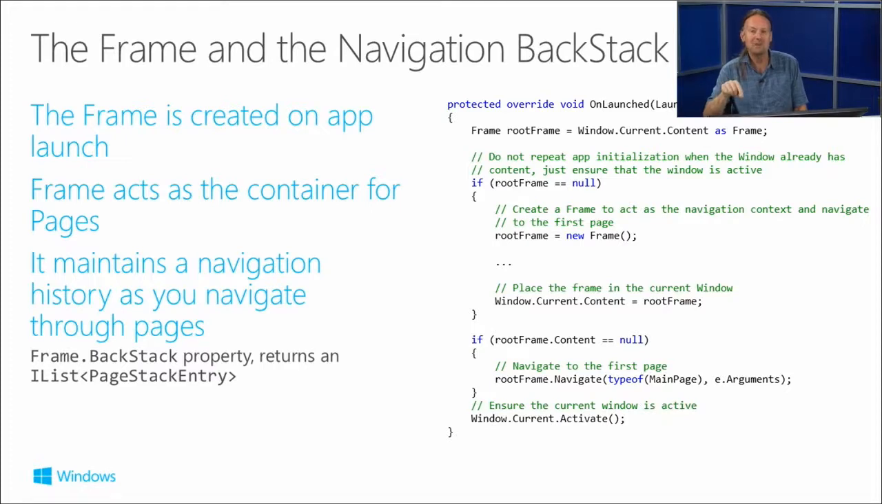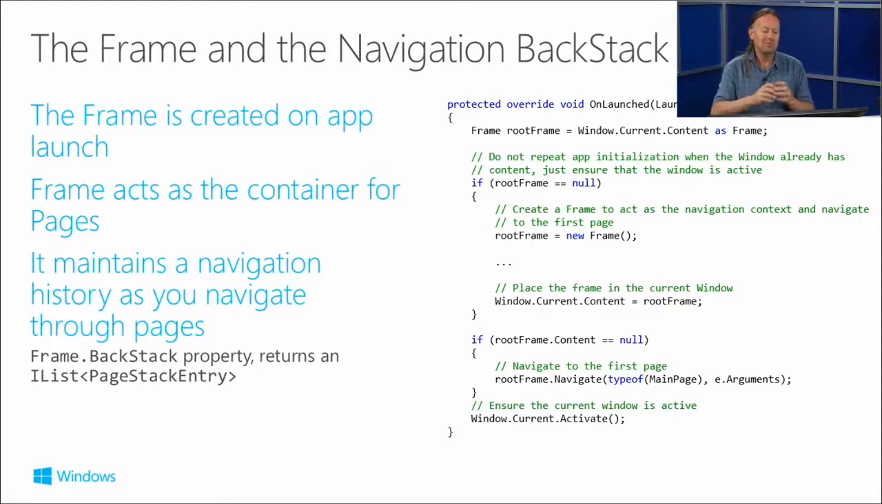What this is doing is navigating to the first page that the user sees, which in this case is MainPage, an object defined by your MainPage.xaml file. And then you activate the window. So that's your boilerplate. Now, the frame is the container for these pages, so it not only navigates to the first one, but it also keeps track as you move through different pages. So it maintains the navigation history. There's a property on Frame called BackStack, which returns a list of PageStackEntry objects. A PageStackEntry is the object that encapsulates a movement, a forward navigation.